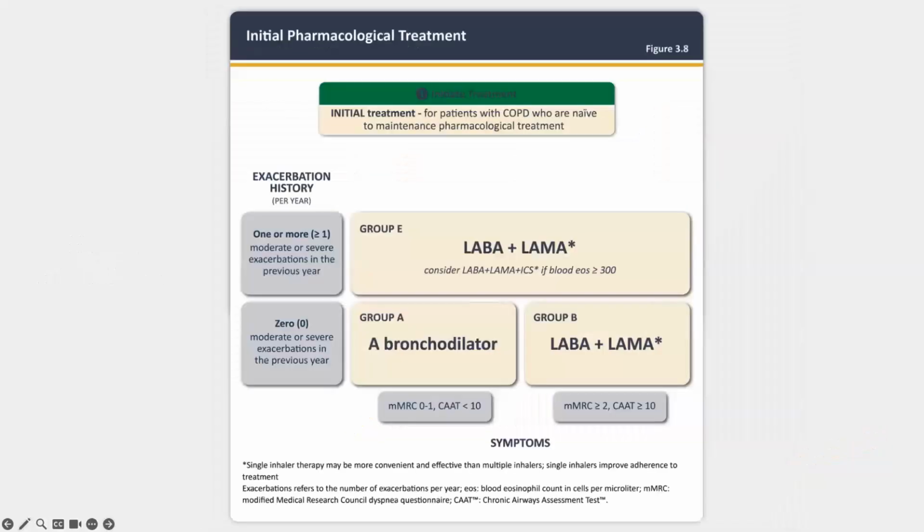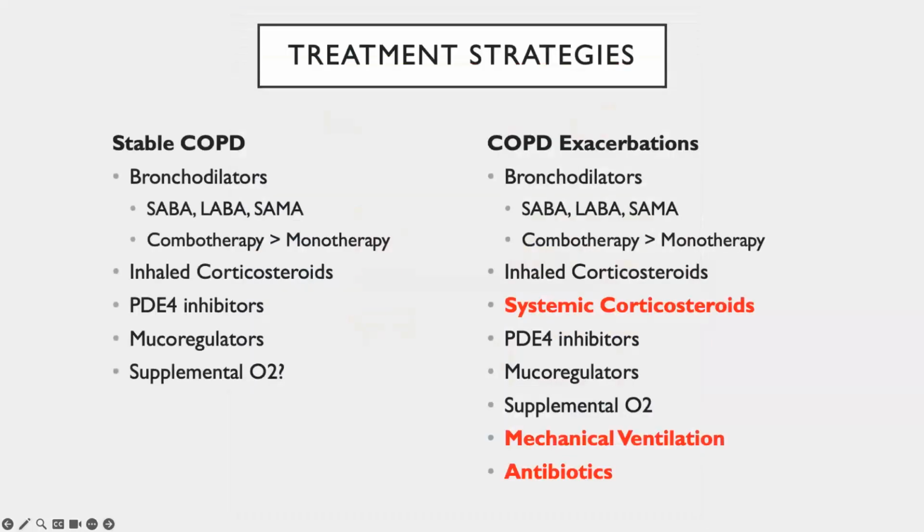Putting it all together, you can see here the Group E recommendations compared to the Group A and the Group B. The groupings are dictated by the degree of exacerbations and the mMRC and the CAT assessments. Now, we have limited time here today, but let's quickly overview just the specific treatment strategies between stable COPD and COPD exacerbations. It's worth noting that there are so many different varieties of specific medications among the categories that only categorical mention will be made here.